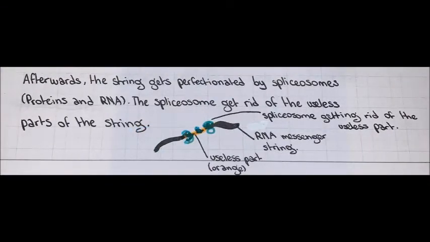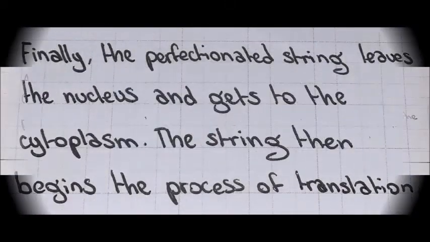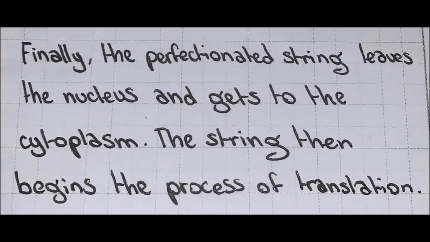Afterwards, the string gets perfected by the spliceosomes, proteins, and RNA. The spliceosomes get rid of the useless parts of the string. Finally, the perfected string leaves the nucleus and gets to the cytoplasm. The string then begins the process of translation.